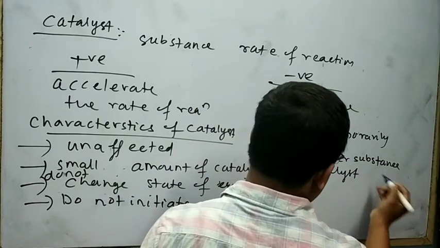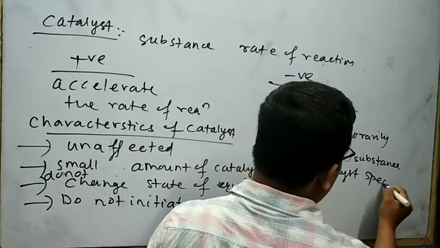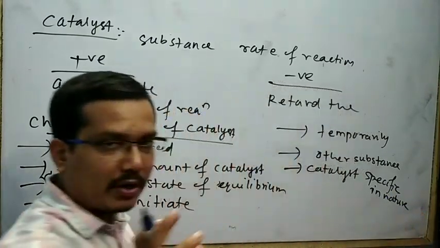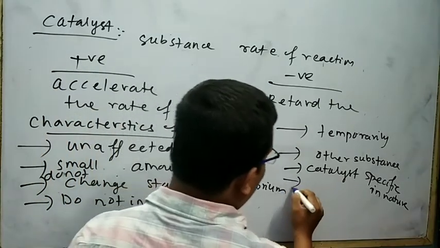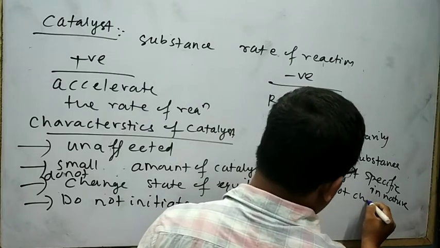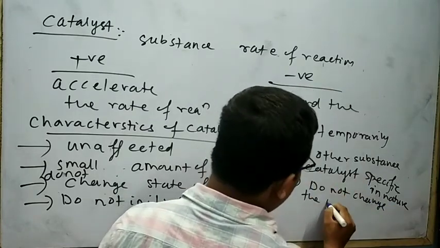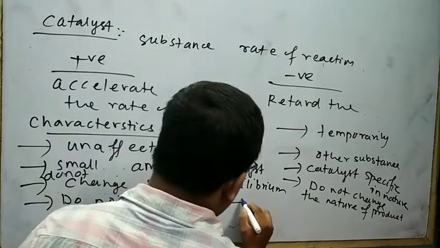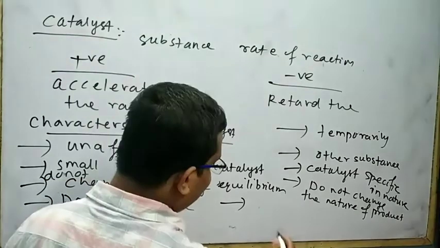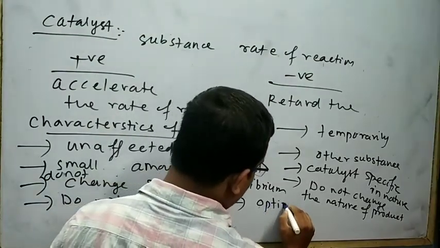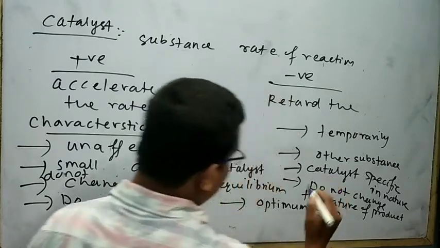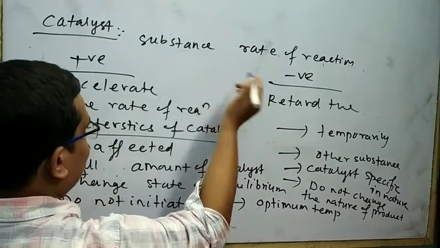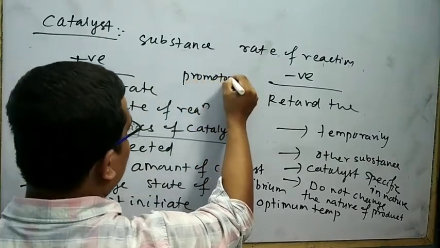Catalysts are specific in nature because for a particular reaction we generally use a particular catalyst. Catalysts do not change the nature of product. Catalyst shows maximum catalytic activity at optimum temperature. The catalytic activity of a catalyst can be increased by a substance that is called promoter.